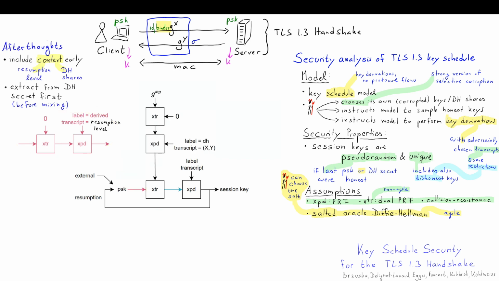Similarly, extracting from Diffie-Hellman first and then including the Diffie-Hellman shares into the derivation allows to prevent collision attacks for this kind of Diffie-Hellman key. Additionally, it would allow the analysis to rely on a less strong Diffie-Hellman assumption.